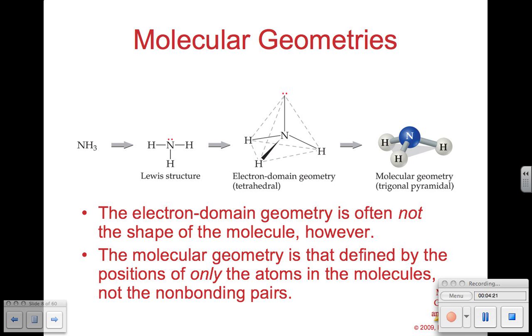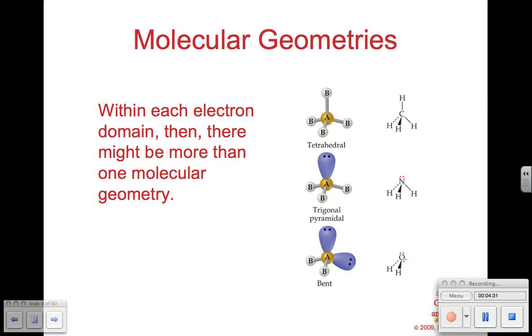We'll look at a table that describes those. The molecular geometry is defined only by the positions of the atoms, not by where the non-bonding pairs are. So in the case of a tetrahedral electron domain, if all of the electrons are shared pairs, then the actual shape, the molecular geometry, will be tetrahedral. But let's say you have ammonia, where it has 3 shared pairs and 1 unshared. The electron domain is tetrahedral, but the molecular shape of the 3 bonding atoms is going to be trigonal pyramidal.